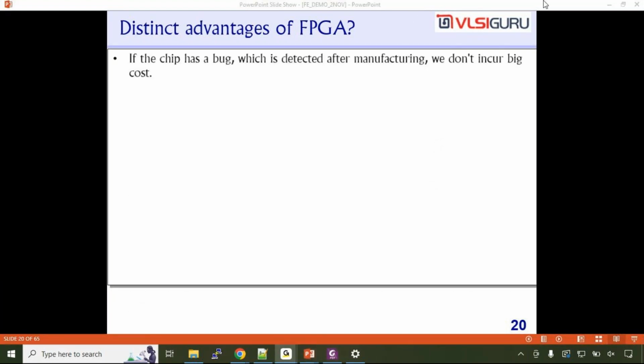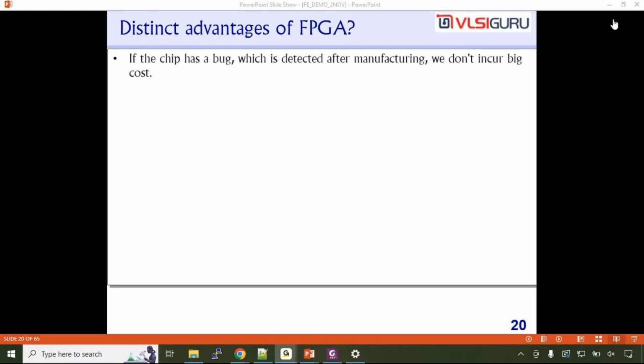If the chip has a bug which is detected after manufacturing, we don't incur a big cost. If you use the FPGA flow, what you lose is just one board. In FPGA, if there is a bug in the chip, you will only lose one board. You don't lose millions of rupees.